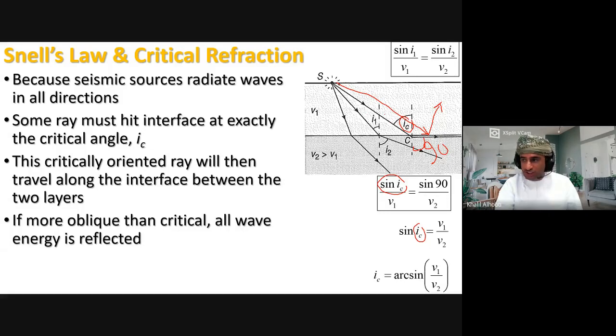Whereas any energy hitting the interface at an angle lower than the critical angle, Mukhtar, please just switch off your mic because, yeah, thank you.